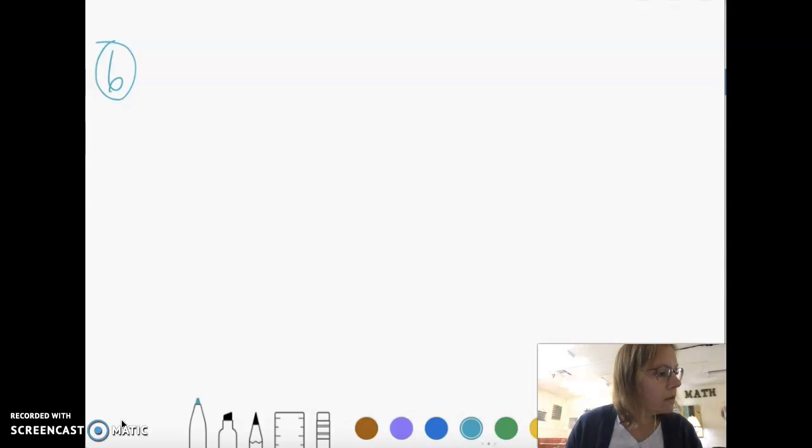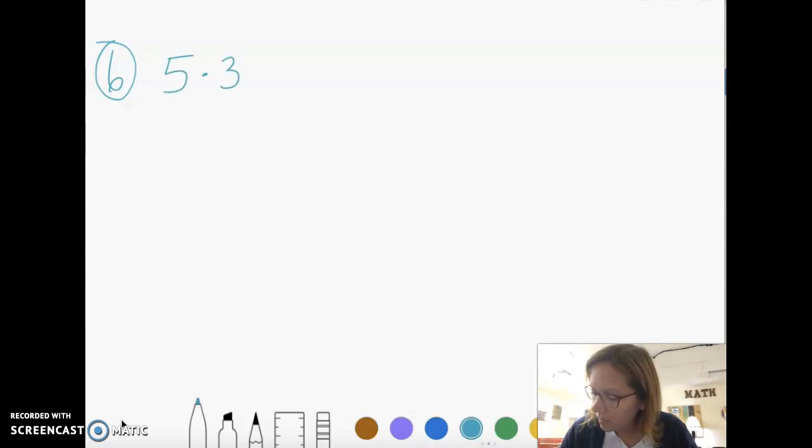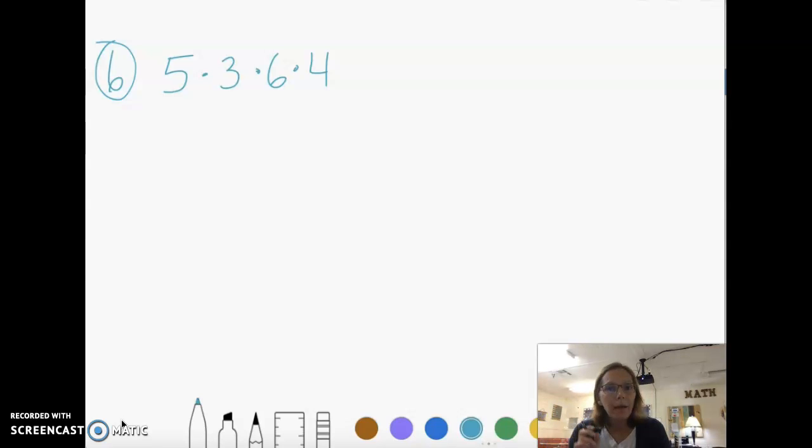Number 6 is multiplication. So we're going to do 5 times 3 times 6 times 4. Again, it does not matter what order you multiply these numbers in. So for me, I might look for something that looks like it multiplies a little easier or into a number that's easier to work with.